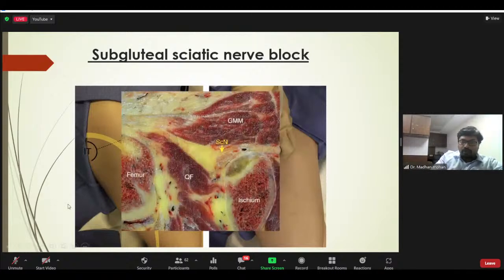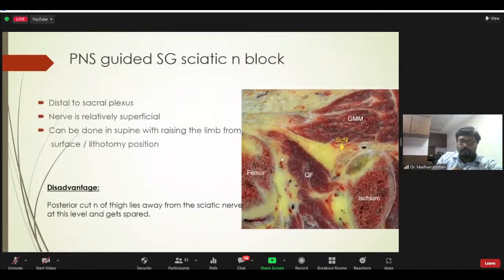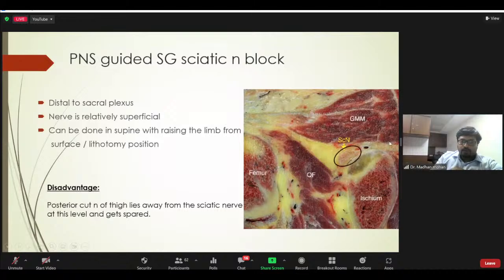Where we are going to block, the nerve lies between the gluteus maximus muscle and the quadratus femoris muscle. And we have two bony landmarks to help us identify the structure. One will be the ischium lying on the medial side and the greater trochanter lying on the lateral side. So this is the sciatic nerve. So this is where we are going to block.